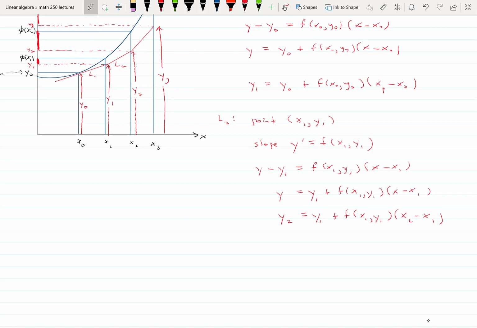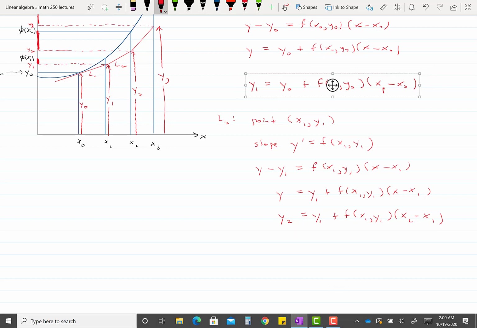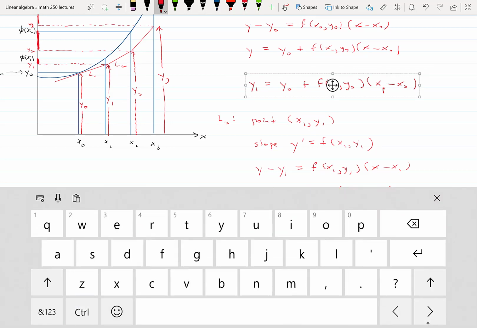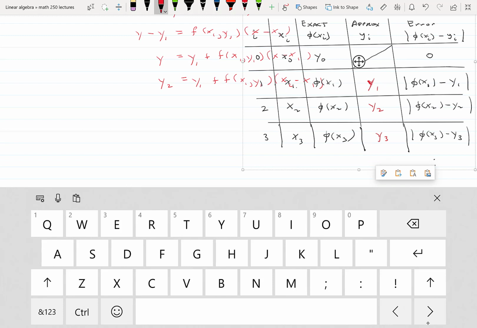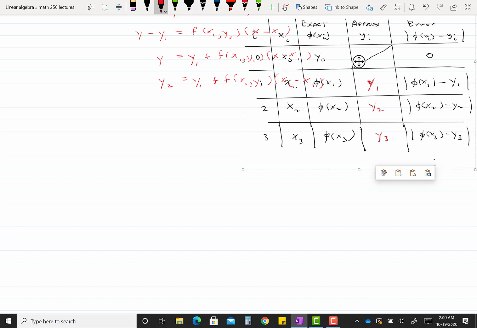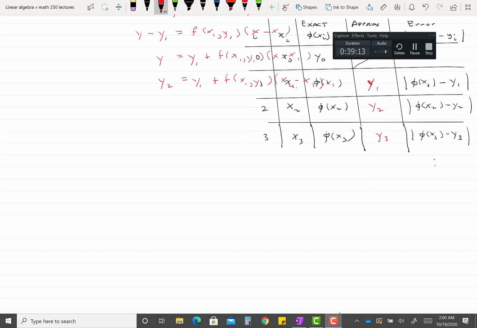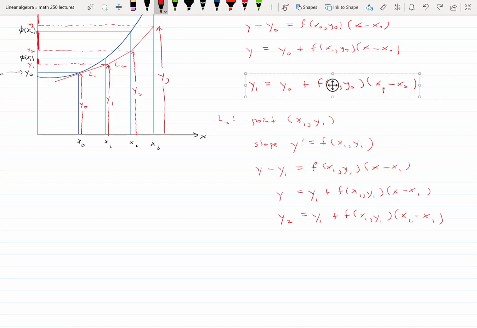Okay, so I would like to be able to do this without having to find an equation of a line every time and then put in the next x value. I want you to notice the structure of our estimates. I'm going to attempt to copy them.